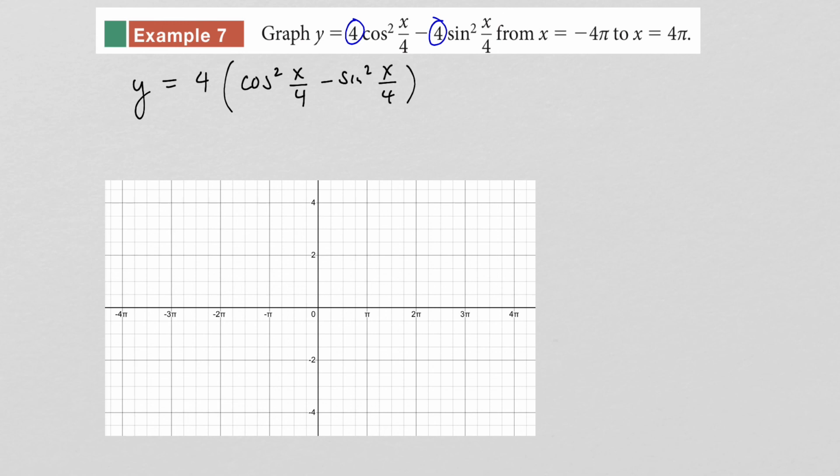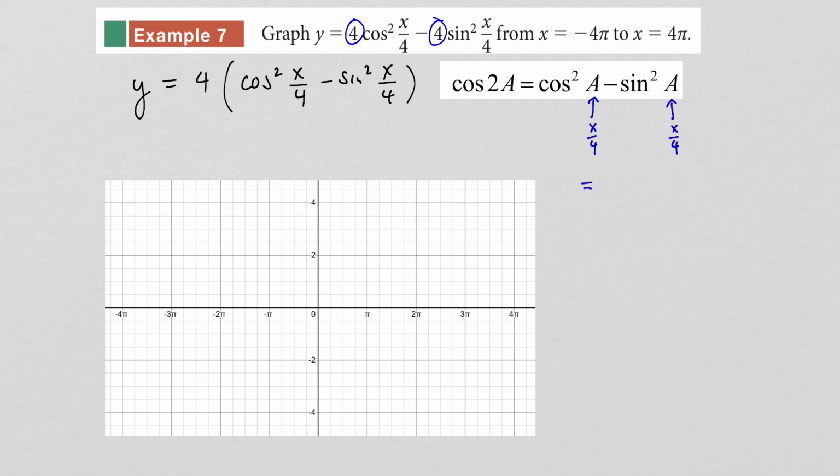Now, you know that you can't graph this, right? This is too complicated. We've never graphed anything like this so far. So you know that there must be a way to simplify this expression. And we can by using the appropriate formula. And that formula is the one you see here. Notice that cosine of 2a is cosine squared of a minus sine squared of a. And that's what we have right here, right? Cosine squared of x over 4 minus sine squared of x over 4. So what we have here is this formula, but for a, we have x over 4.